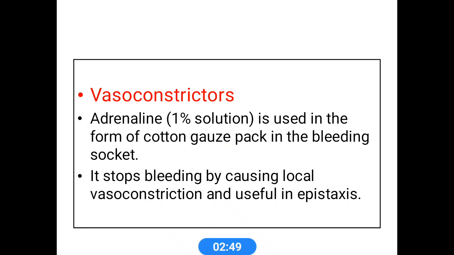Another important one is vasoconstrictors. Mostly this is adrenaline, 1% solution. Adrenaline is used in the form of a cotton gauze pack in bleeding sockets. It is helpful to stop bleeding by causing local vasoconstriction and is useful in epistaxis.